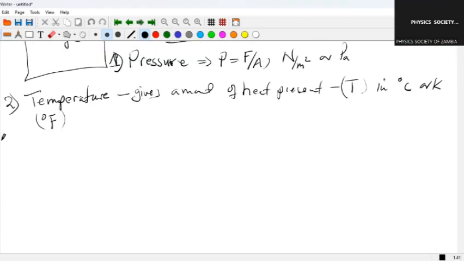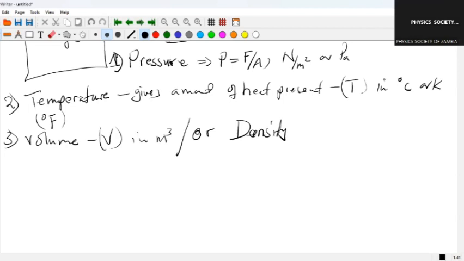The other important state variable is the volume. Volume is a state variable. We use capital V, and volume is measured in meters cubed. This is simply how large the size is. If you put air in a smaller volume compared to putting it in a larger volume, even the pressure itself will be affected. Instead of volume, we can also measure the density, because volume is simply the amount of space available. How much space is available?